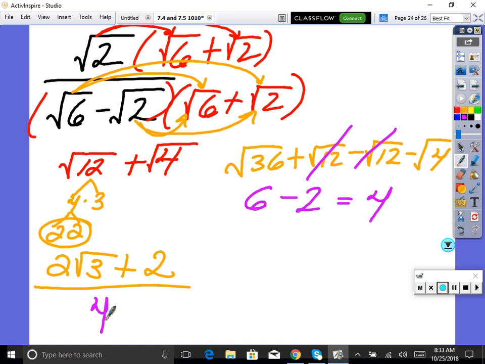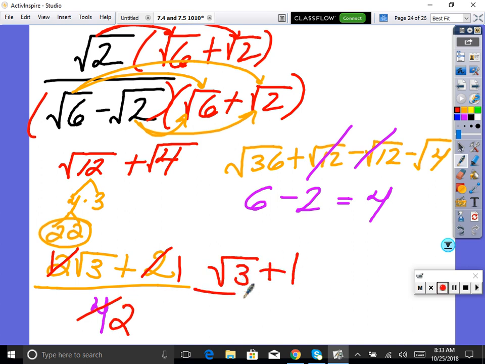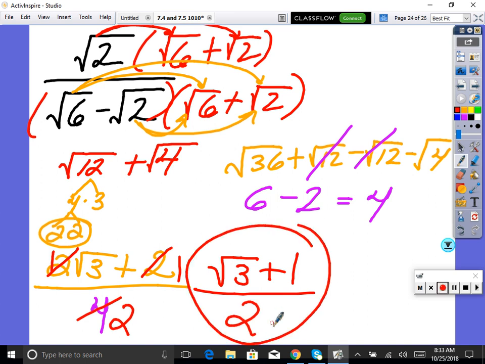Do all three things divide by something in common? A 2. This divides by 2 and becomes a 1. This divides by 2 and becomes a 1. This divides by 2 and becomes a 2. So our final answer is 1 root 3 plus 1 all over 2. And now look, the radical's not in the denominator anymore. Fun fact for you though, this answer is equivalent to this answer. This is just the appropriate answer just because it's not considered simplified to have a radical in the denominator.